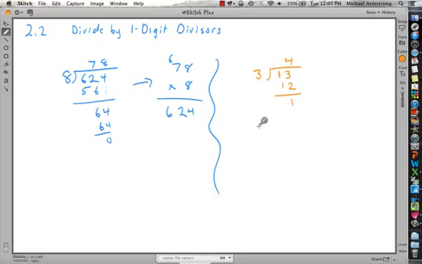Okay, so how do you check this one? Well, the opposite of division is multiplication. So 4 times 3 is 12, and then you have to add your remainder. So you have 3 times 4 or 4 times 3 plus your remainder. 3 times 4 is 12 plus 1 equals 13, and we get a pretty good answer. Okay?